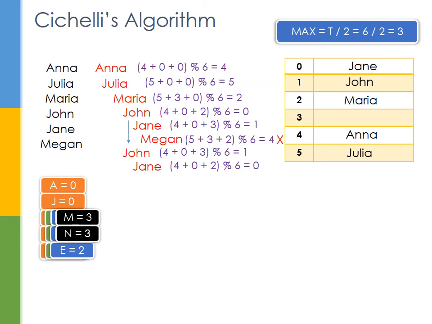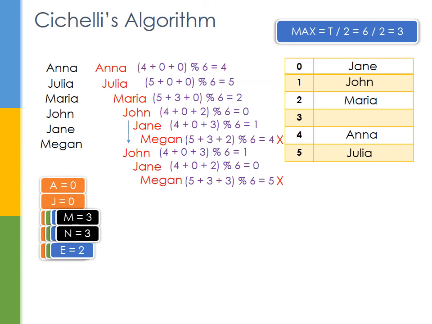Does this change anything for Megan? Let's see. The new value for Megan is even worse. It's even further than 3. We started with a 4. Now, because John has incremented n further, we actually end up with 5. So Megan used to clash with Anna. Now she clashes with Julia. Once again, Megan is unhappy.